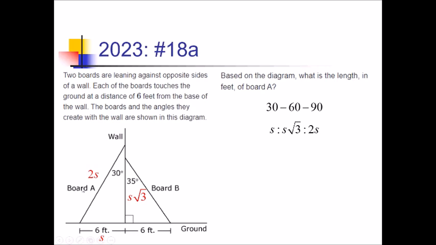Ultimately, I want to find the length of board A, so I need to know what this 2S is. To know that, I need to figure out what just 1S equals. Now we see here that S is next to the 6 side, so that means that S is 6. And then board A, the length there is going to be 2 times S, so that's 2 times 6, which means that board is going to be 12 feet.